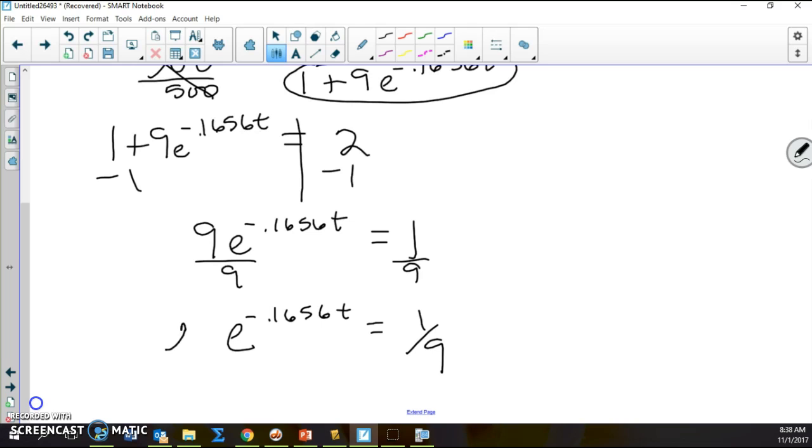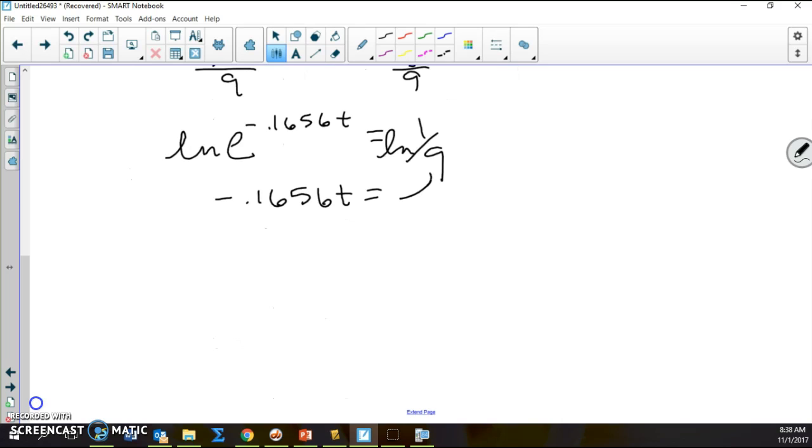How many months will the population reach 500? We're still solving. We're going to take the natural log of both sides, yielding negative 0.1656t, and the natural log of 1/9. So we're going to have the log of 1 divided by 9, all over negative 0.1656, leaving us with t. If you were able to follow those steps, solving this equation would give us 13 months.